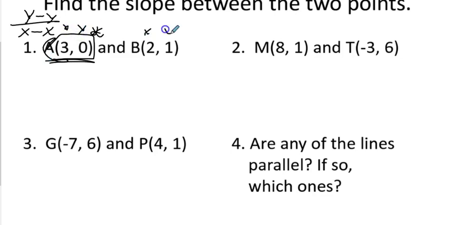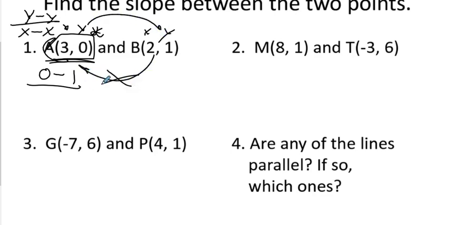doing this. If that helps you to label xy, xy, to remind yourself, okay, that 0 minus 1 goes on top. And when I talk about not going round robin, if I do 0 minus 1, I cannot do 2 minus 3. That's a big no-no. I have to do 0 minus 1 and 3 minus 2.